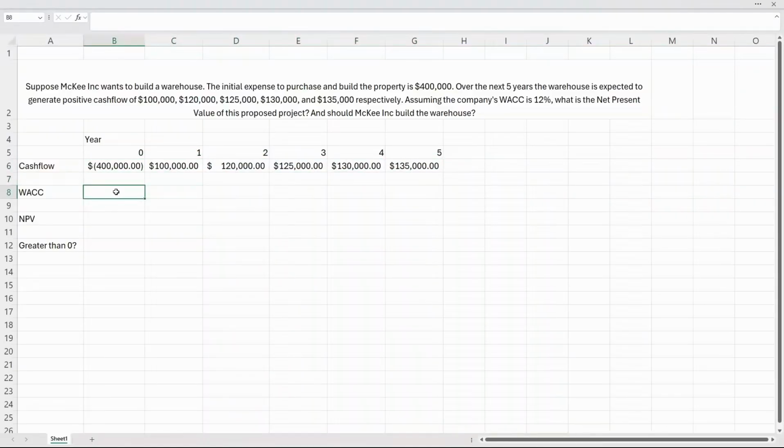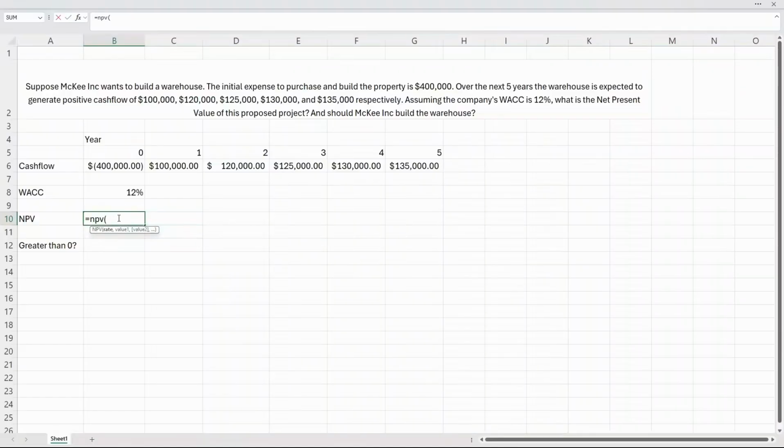We also need a discount rate for the project. Most of the time you'll be given this. Some more advanced problems you'll be solving the WACC yourself, which is kind of beyond the scope of this sort of video. So we're given the WACC. It's 12%. Make sure it's an actual percentage here. Don't just put in 12. And now we're going to go to our cell next to NPV and type equals NPV, open parentheses.